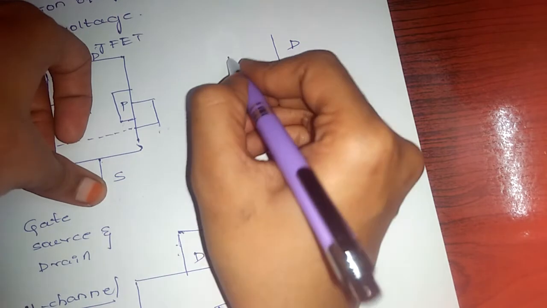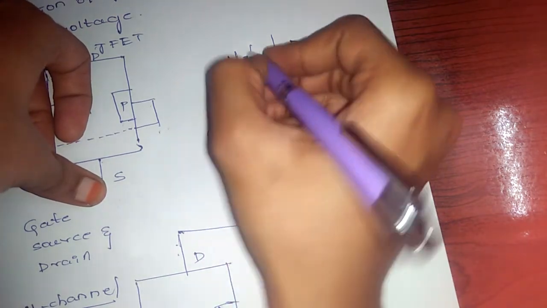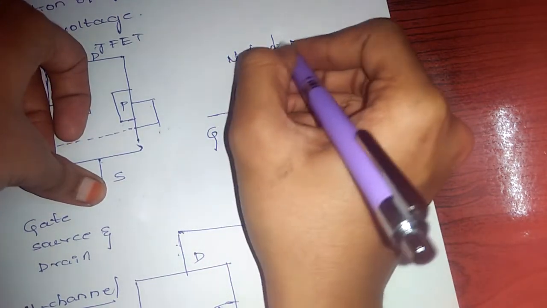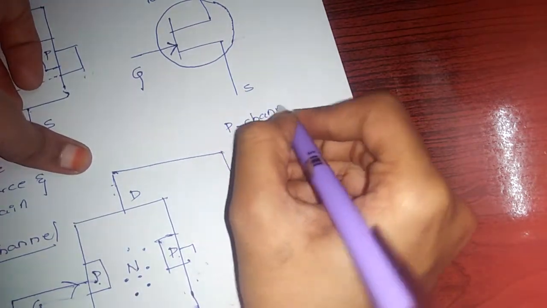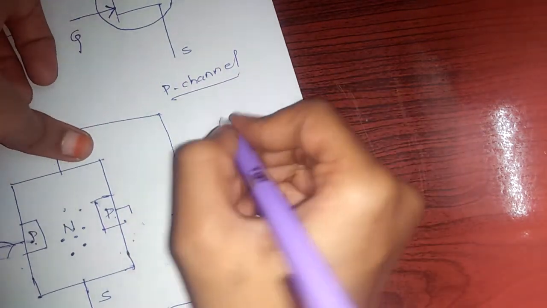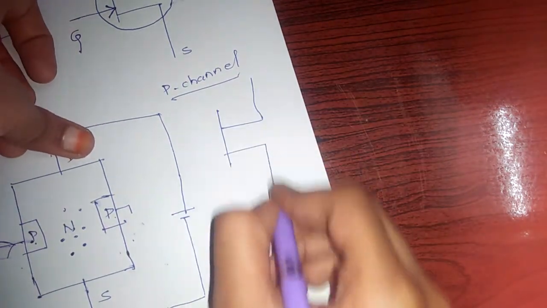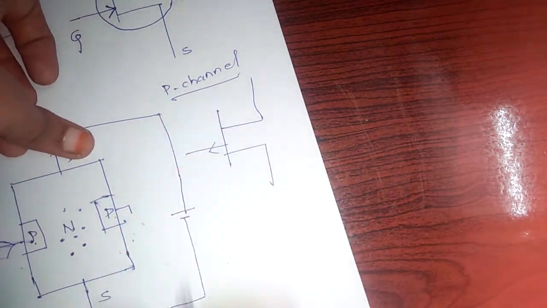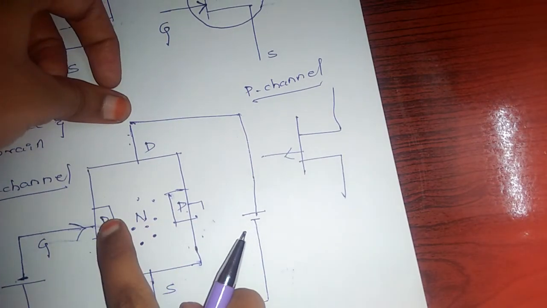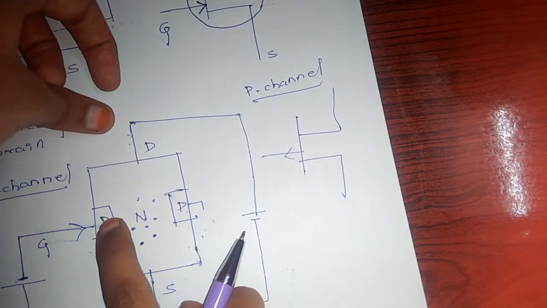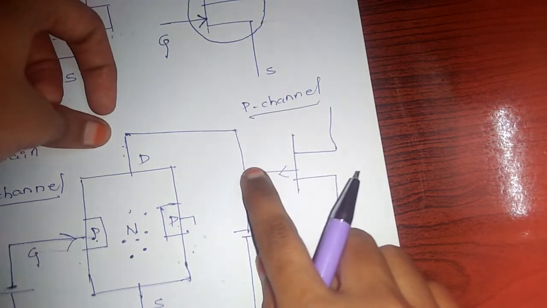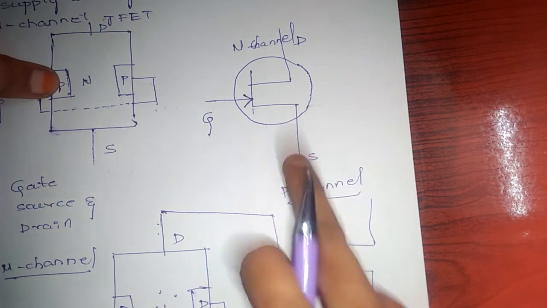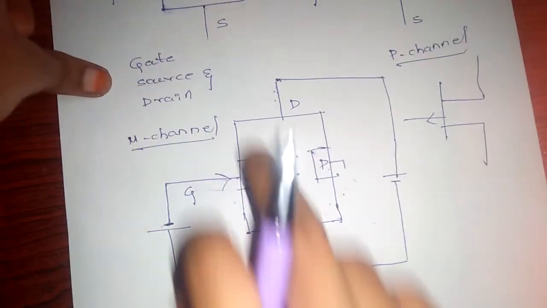So this is for the N channel. For the P channel, the arrow will be outwards, where we have N in the gate. In N, the electrons will move towards this side, so the current will be outwards. So this is about the symbolic notation, physical formation and biasing voltage supply.